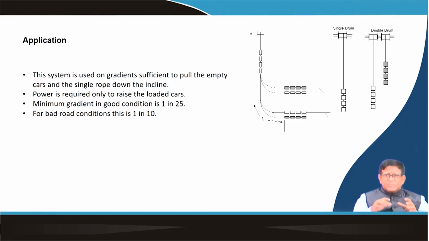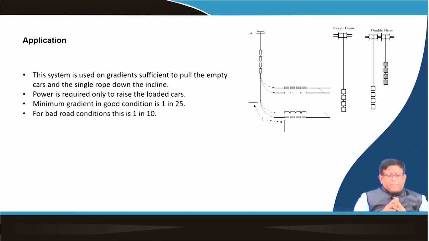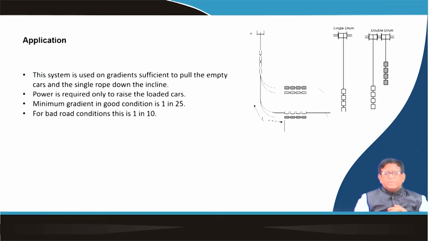The application of this system will depend on how the underground mine is designed, and power is required only to raise the loaded cars. This is done in such a way that when your empties are going down by themselves, you will not require power. The minimum gradient in good condition is 1 in 25, and for bad road conditions this can be 1 in 10.